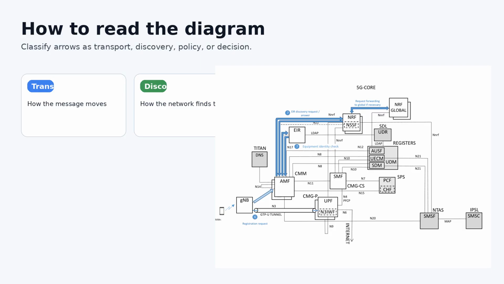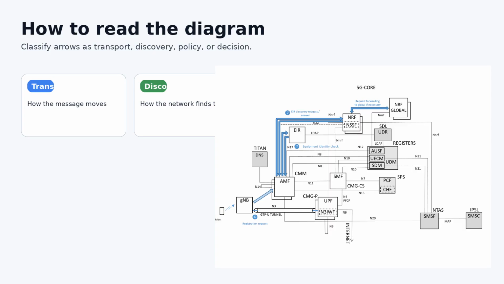This reading strategy works beyond the EIR. In any 5G core diagram, try to separate transport, discovery, policy, and decision. Transport is how the message moves. Discovery is how the network finds the service. Policy is the rule being applied. Decision is the actual response. If you can classify each arrow into one of those buckets, the diagram becomes much easier to understand.